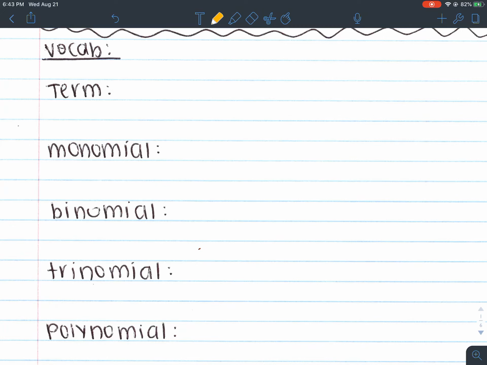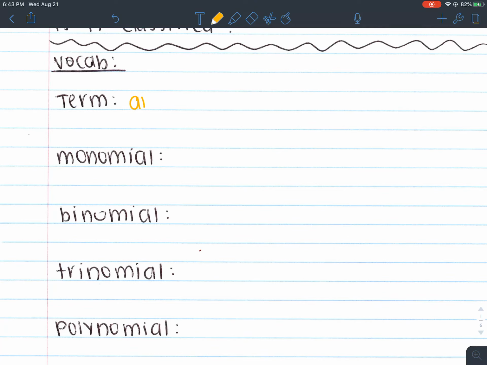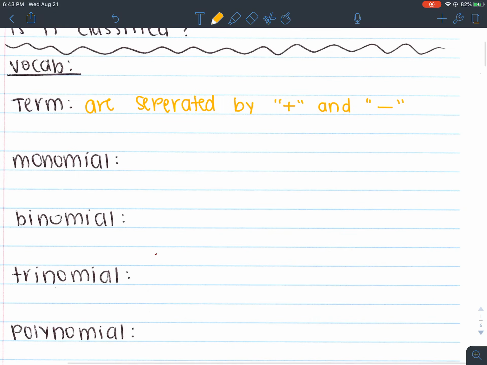So, a term. This is something we talk about a lot, but it's kind of hard to give a definition to it. So terms are separated by plus and minus signs.